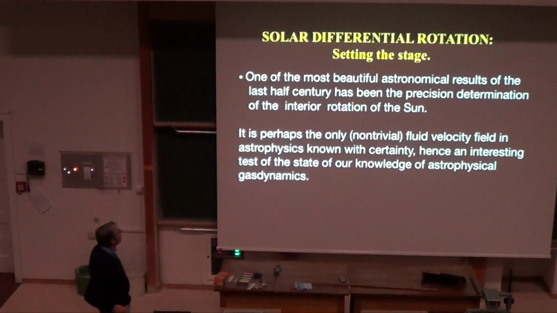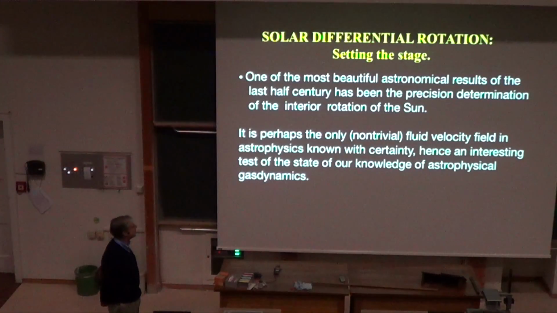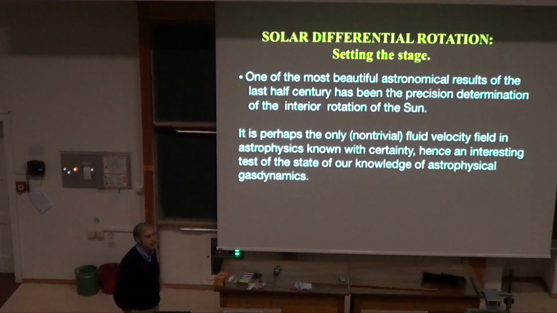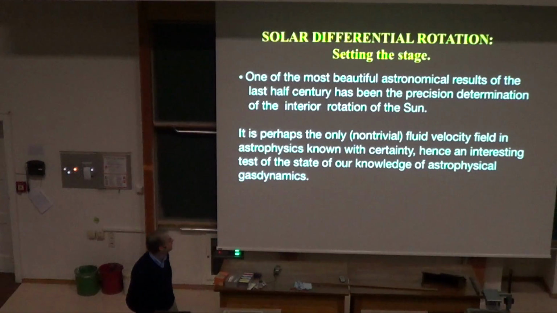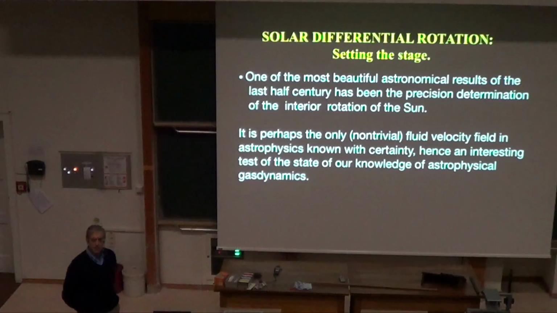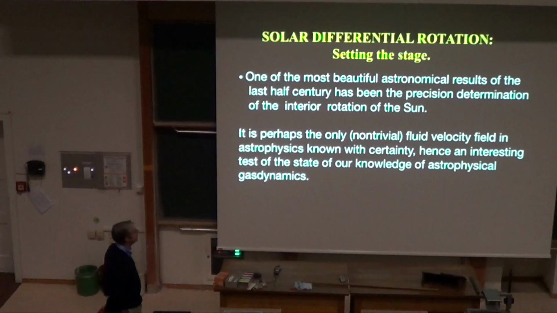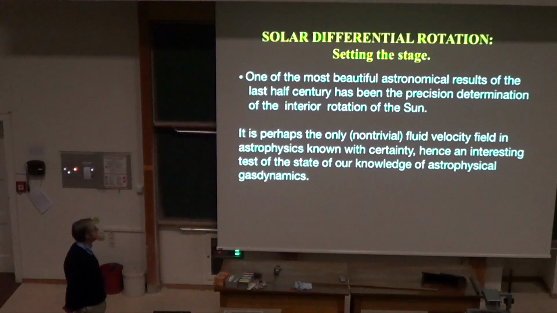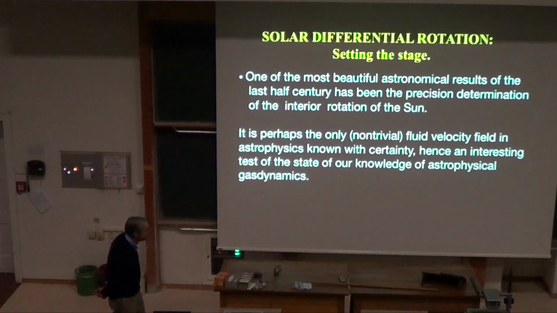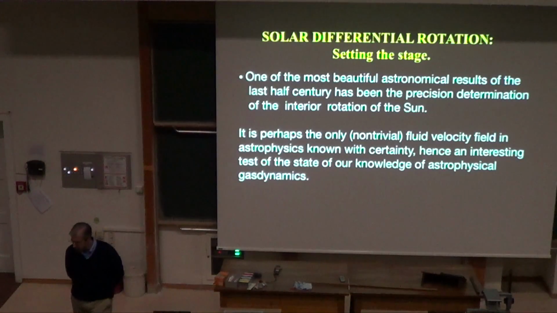So I would say one of the most beautiful astronomical results of the last half century has been the precision determination of the interior rotation profile of the sun. And a lot of things happened in the last half century in astronomy, so that's a pretty extreme claim, but I would stand by it. So what is going on in the sun and what we know about it represents perhaps the only non-trivial fluid velocity field in astrophysics that we know with certainty.